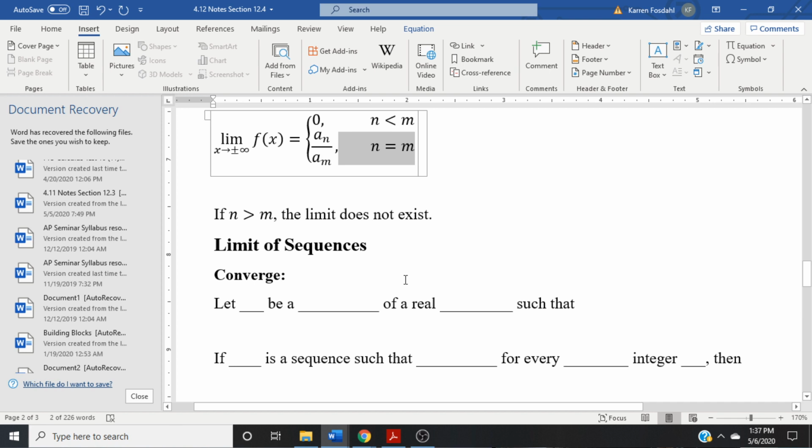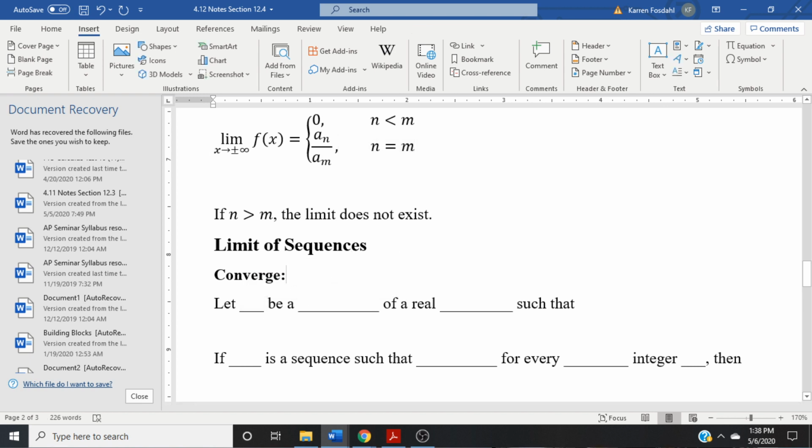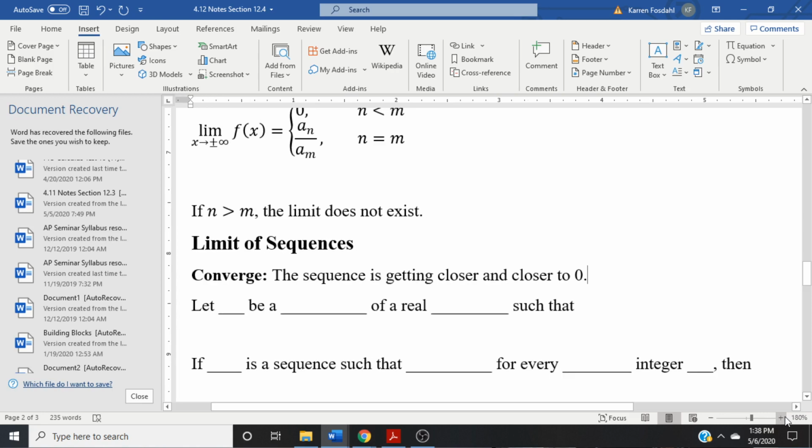We're almost done, people, with this section. Thankfully, this section is brief. Okay, limits of sequences. So, convergence. Convergence means that the sequence is getting closer and closer to 0. That's convergence.